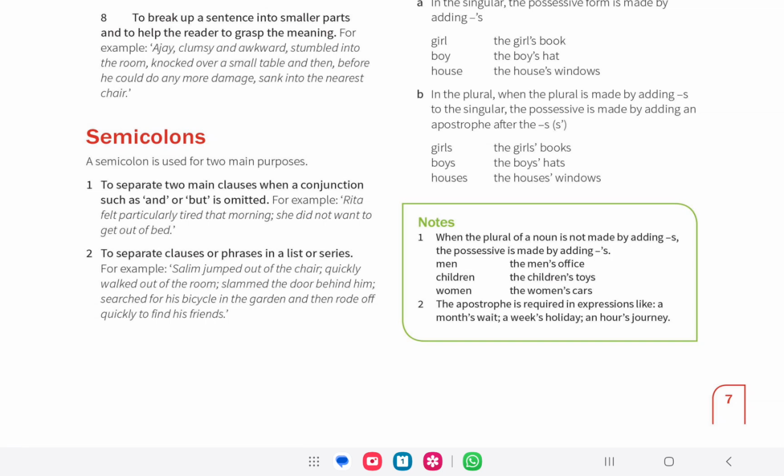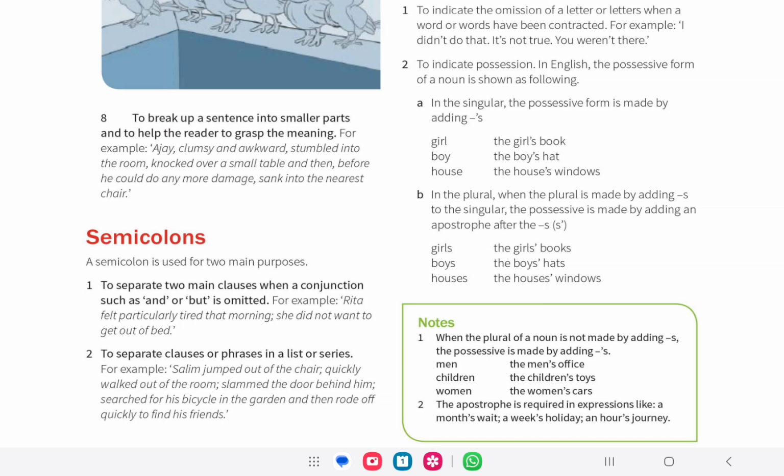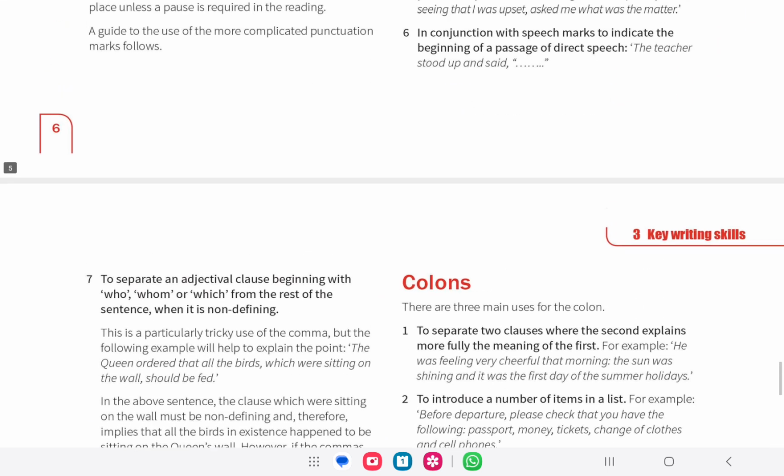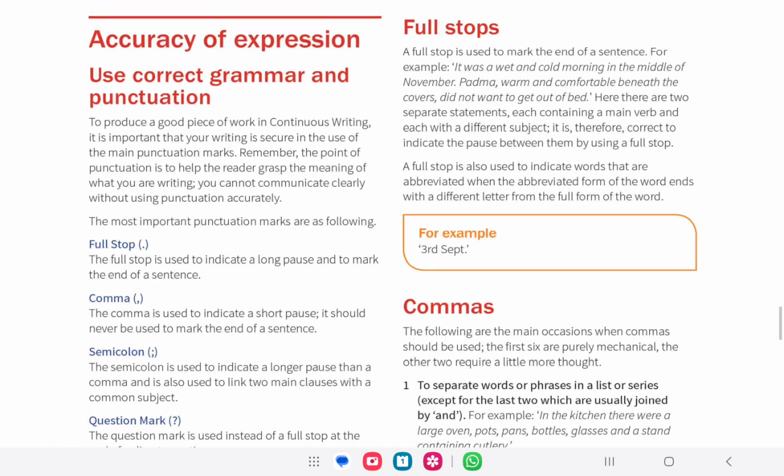Now look at this again. Notes: when the plural of a noun is not made by adding s, the possessive is made by adding apostrophe s. Men, the men's office. Children, the children's toys. Women, the women's cars. The apostrophe is required in expressions like a month's wait, a week's holiday, an hour's journey. So this was our apostrophe, and today we have talked about it. I hope you all are clear about this, and we have come to the end of our punctuation session.